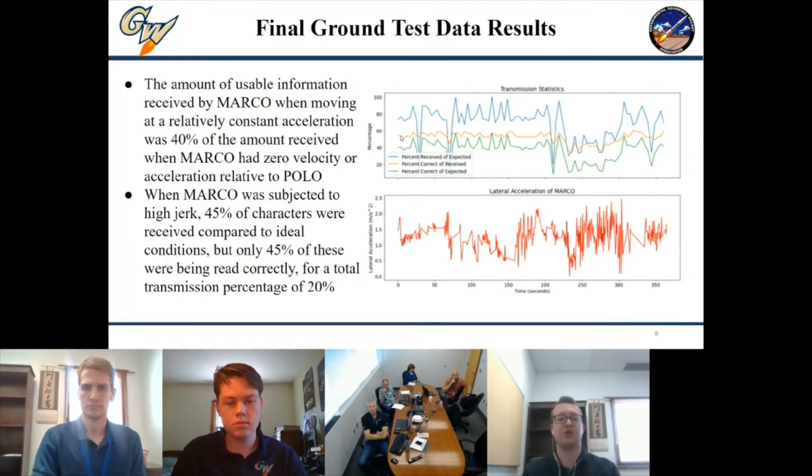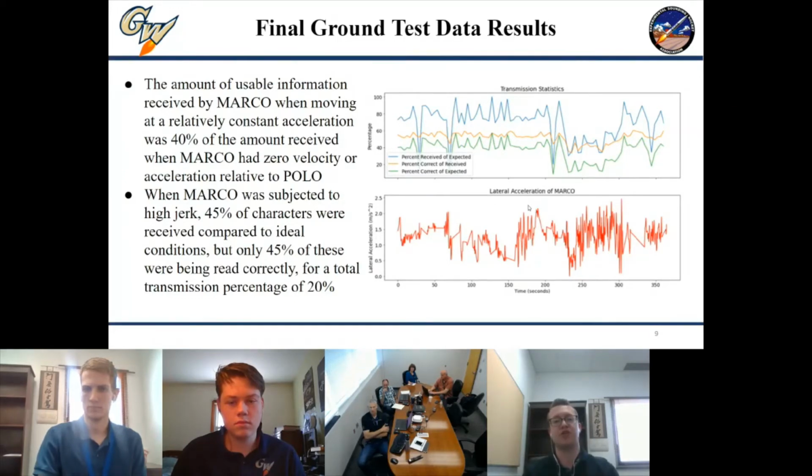The second percentage, shown in orange, represents the amount of information received that is correctly reconstructed on the UART communication channel. This percentage decreases, for example, with an increased number of misreads, which result when the laser moves off the photodiode board or onto a dead spot between photodiodes during transmission of a character. The third percentage, shown there in green, is a product of the previous 2 percentages and represents the amount of accurate, usable information retrieved by Marco relative to what is expected under stationary, or in our case, ideal conditions. From this ground test, we were able to determine that during periods of relatively constant acceleration, shown there on the left side of the graph, and again, a little bit on the right, the amount of usable information received by Marco was about 40% of the ideal amount.